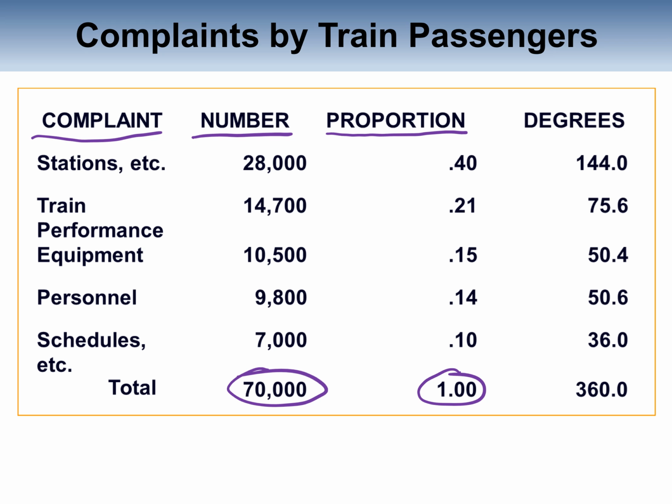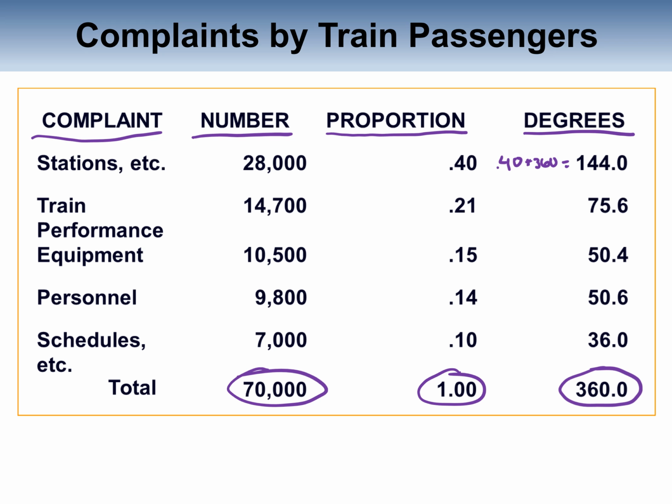We know that there are a total of 360 degrees in a circle, because a pie chart is a circular depiction of the data. And this is how we get the degrees. So how do we get the degrees for the stations? We take 0.4, that's the proportion, and multiply that by 360, and that'll give you the degrees: 144 degrees.